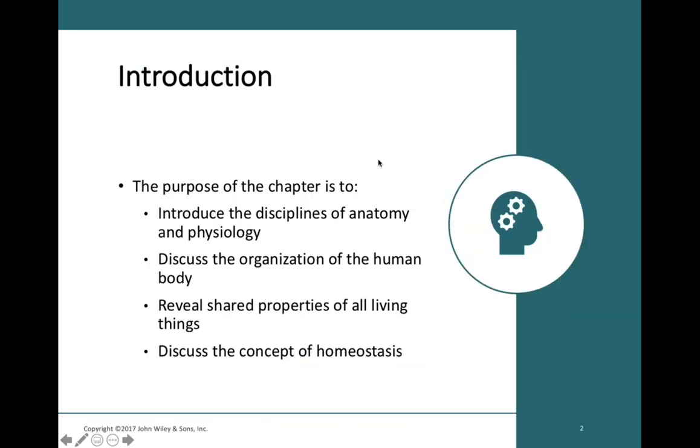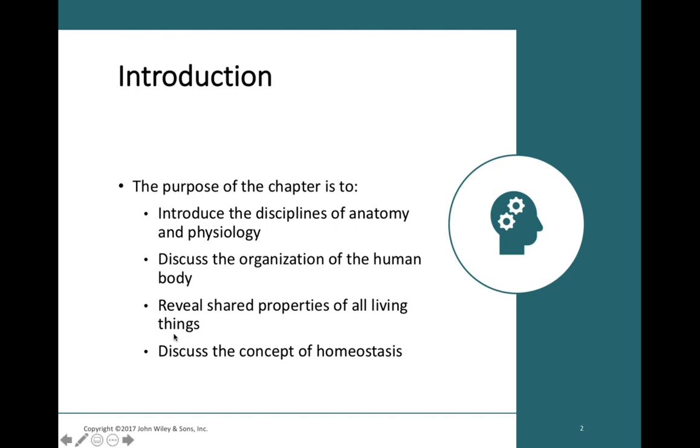So some of the goals for today is we're going to introduce the different disciplines of anatomy and physiology. We're going to talk about what these two regions of science are going to be referring to and how they go together and why they go together so well. We're also going to be talking about the different levels of structural organization of the human body and how smaller and smaller pieces come together to make what we know as the human body.